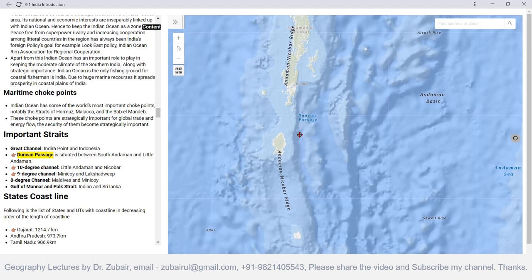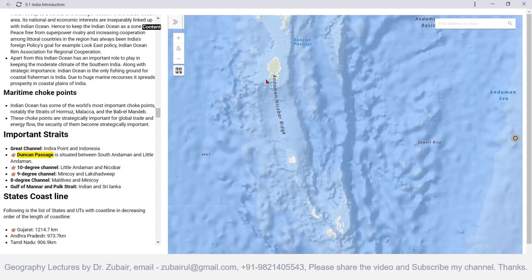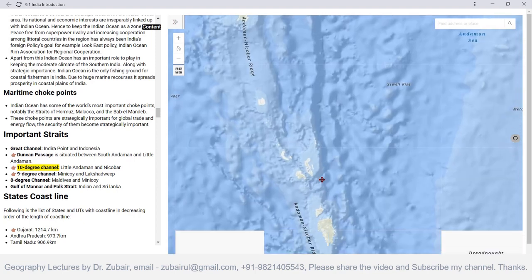And the 10° channel is in between Little Andaman and Nicobar Island. Here this channel is the 10° channel.